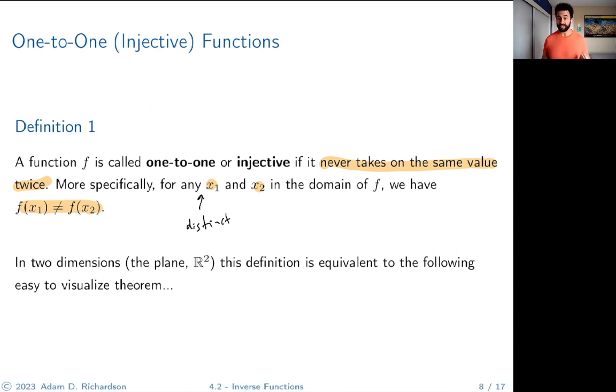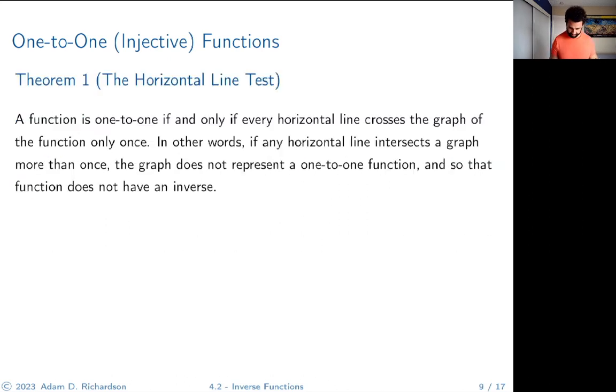What's nice is that in two dimensions, in the plane, this definition is equivalent to a very easy to visualize theorem, the horizontal line test. The horizontal line test says that a function is one-to-one if and only if every horizontal line crosses the graph of the function only once. And we're going to see some examples in just a moment. Stated equivalently, if any horizontal line intersects the graph of a function more than once, then the graph does not represent a one-to-one function, and so that function does not have an inverse.